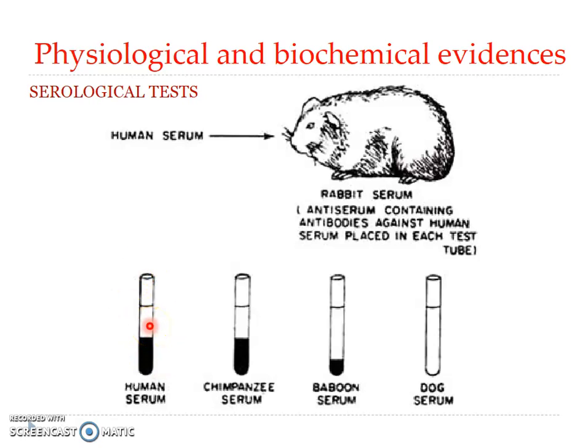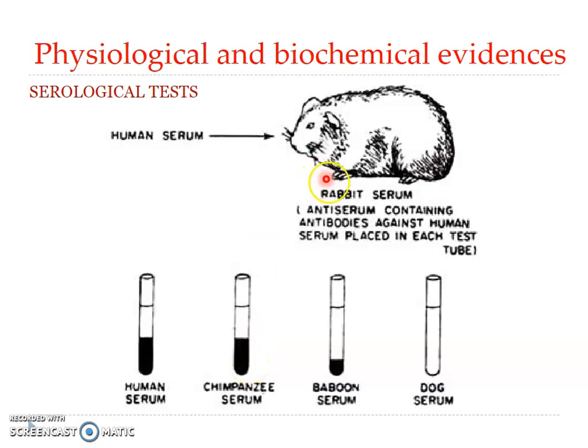The amount of precipitation gives an indication of the degree of similarity between the different sera. So how much of the precipitate is formed indicates the closeness of the two groups. The greater the amount of precipitation, the closer is the serum to that of the human. So here you can see the precipitate is formed, and obviously, because it is the human serum, it shows maximum precipitation.